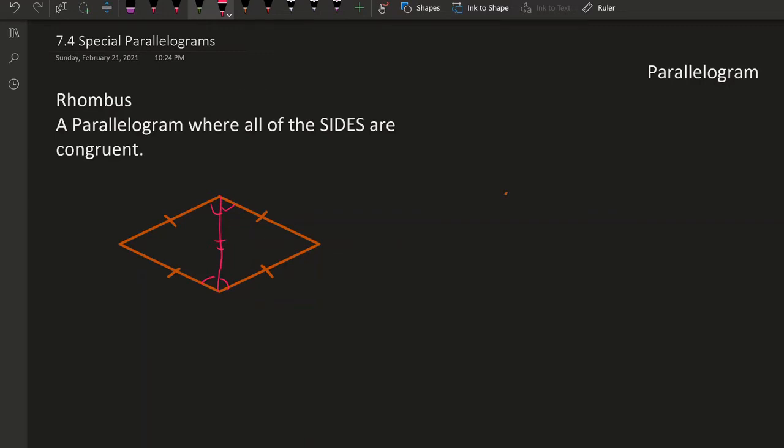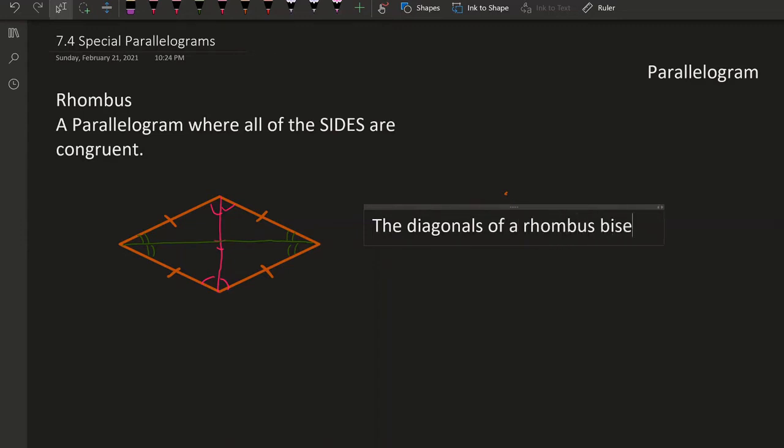And hopefully you see too that if I do the other one, we would be able to do the same thing. So that means that both of these are angle bisectors. So let me write that down there. The diagonals of a rhombus bisect the angles that they intersect.